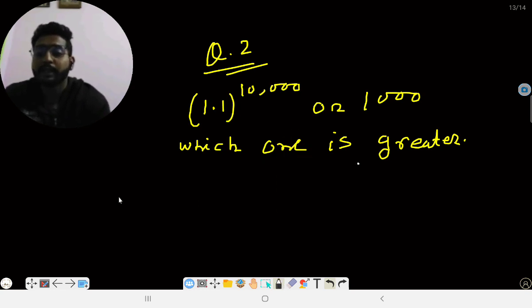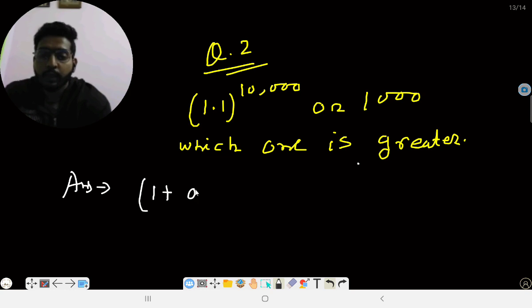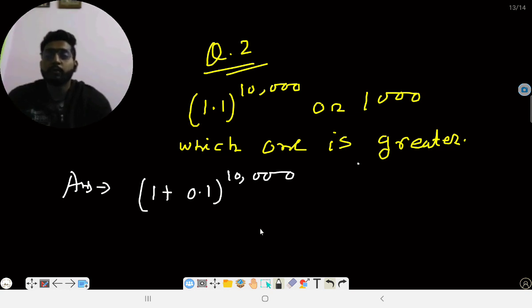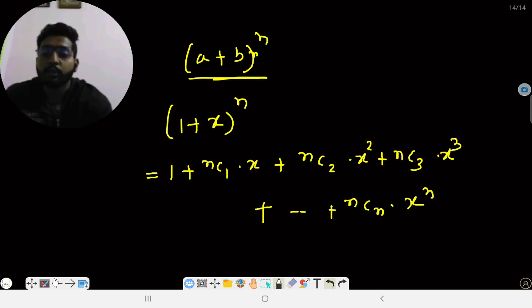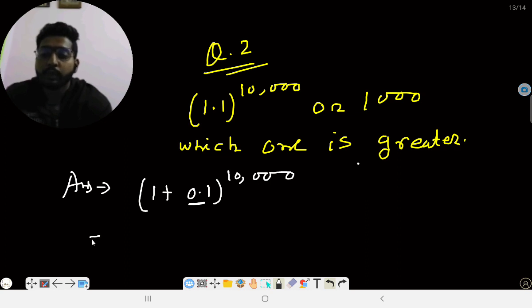So you can see there 1.1 to the power 10,000. Now how to solve this? 1.1 can be written as 1 plus 0.1 to the power 10,000. Now how to solve this? We can see this is the 1 plus x whole to the power n formula. So what is the formula here?